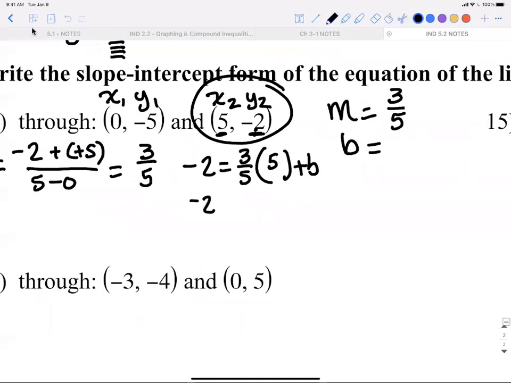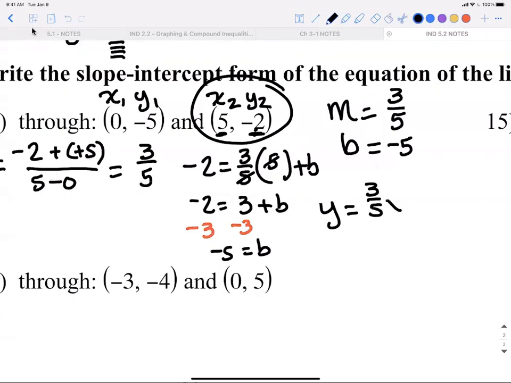Okay, so -2 equals, when I multiply these two, the 5s cancel out, and I'm left with 3 plus b. I'm going to subtract 3 and subtract 3. And I get b equals -5. Now I have my b, I fill it in. Now I have what it takes. Y equals generic y equals m generic x plus b. Remember, when you go to write your actual final answer, go back to a generic x and a generic y.